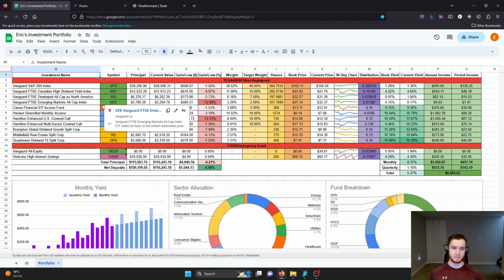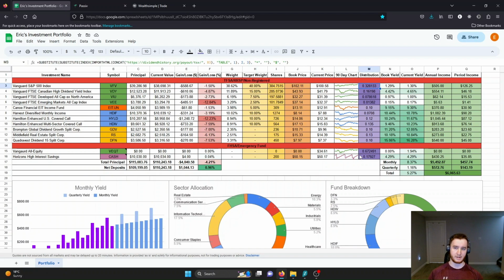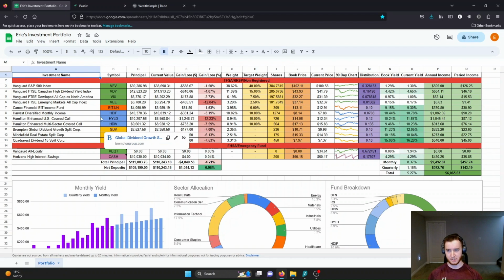So this is my spreadsheet within Google Sheets that I use to track my investments. It has a lot of automation in place, such as using Google Finance operators for getting the current price of each of my ETFs or funds, displaying a 90-day chart of the historical prices, and I actually extract distributions or dividends from dividendhistory.org and extract it from the HTML and inject it inside of this spreadsheet here. So I don't actually have to update any of these rows manually, which is kind of nice. So just giving you a bit of an overview of how this spreadsheet works.